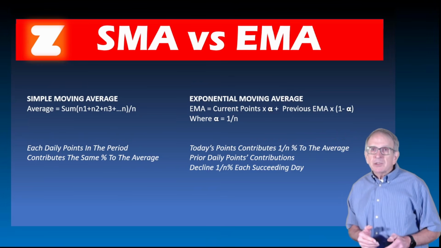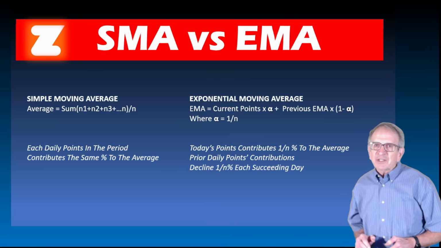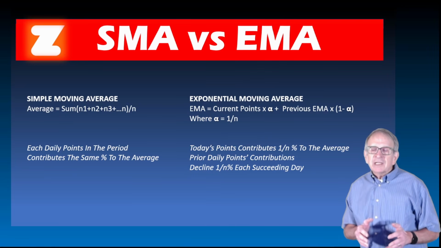So here's a comparison between simple moving average and exponential moving average. As we know, for the simple moving average, we add all the values in the period and then divide by the number of values. And each value in that period contributes the same amount to the average. So if there were 10 values, then each would contribute 10%. Now, it's different for the exponential moving average.